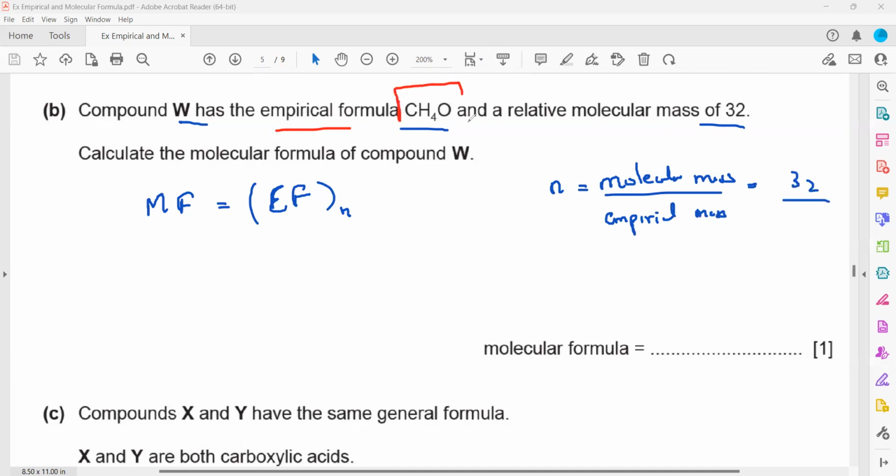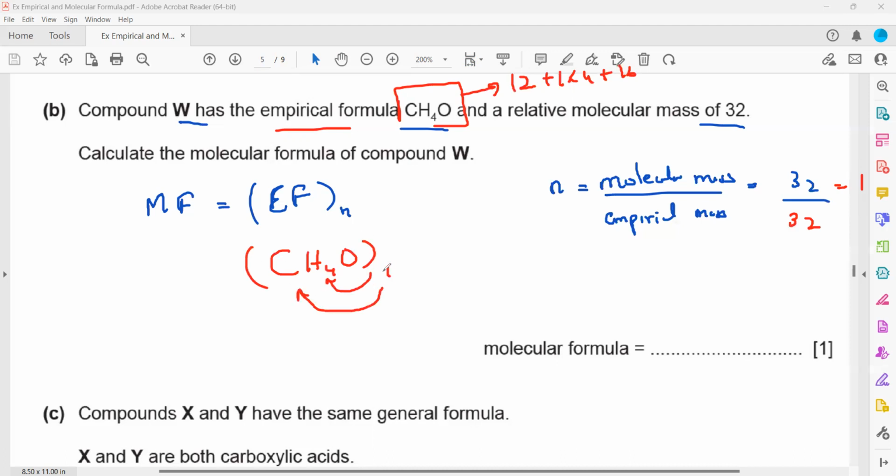Empirical mass is always from the empirical formula. So it contains one carbon, four hydrogen, and one oxygen. So 16 plus 4, 20 plus 12, 32. So empirical and molecular mass are the same. So it means n is 1. So molecular formula is empirical formula times n. The empirical formula is CH4O, and the value of n is 1. So this 1 will be multiplied with carbon, hydrogen, and oxygen. So it will become CH4O. So that's the molecular formula of the compound.